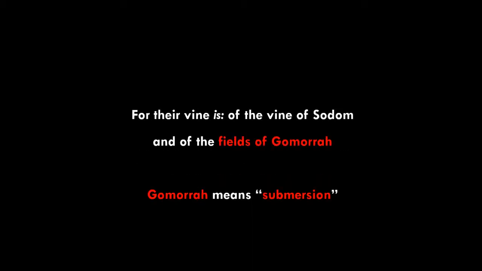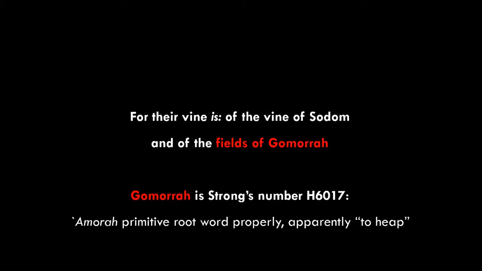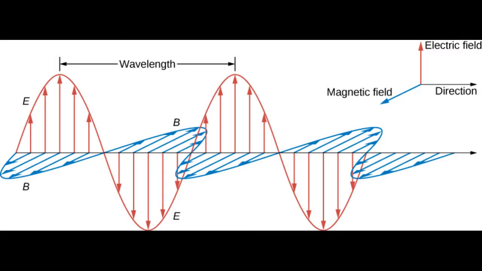And the word Gomorrah means submersion. And we are indeed submerged in these waves, completely submerged, surrounded over our heads from satellite, from microwaves to radio towers all around us. And the word Gomorrah itself is Strong's number H6017, and it's a primitive root that means to heap. And that is what we've done. We have heaped up through these fields, the magnetic field, the electric field has been heaped up for our waves. It has been heaped up. It is the fields of Gomorrah. Gomorrah, the heaps, ruinous heaps, the field of ruinous heaps. That is what we have made.